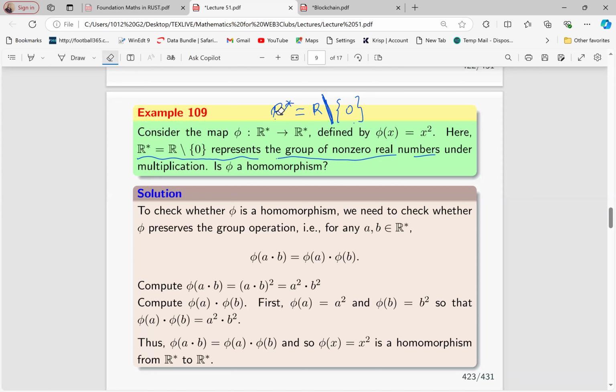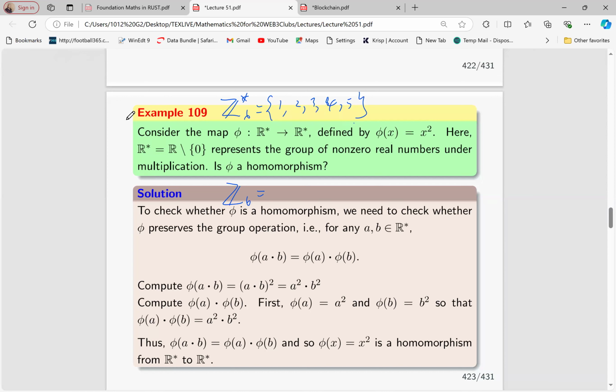Whenever there's a star, of course you know that. So you know that, for instance, if we have Z star 6, then we just mean elements 1, 2, 3, 4, 5. But when you just talk of Z6, then we mean we include 0. When you include 0, it becomes a group under addition. When you remove 0, it becomes a group under multiplication.